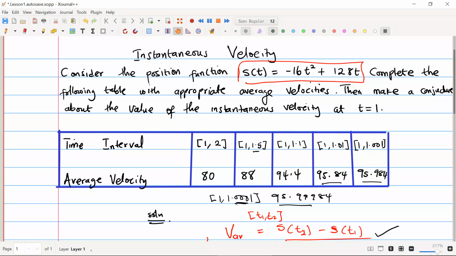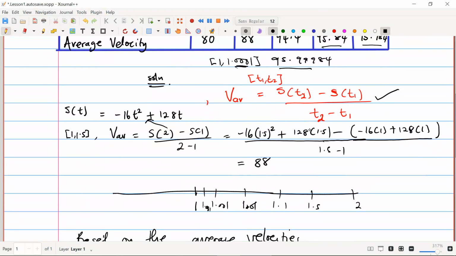Limit is, as you get closer to a particular value, what does the output turn into? So if you look at this, as we get closer and closer to 1 from these intervals, using the interval notation that I represented, if you look at it very carefully, as we get closer and closer to 1 from the right of it, the output of our average velocity gets closer and closer to 96, and that is what we call limit. So we'll talk about limit in more detail in our next lessons.